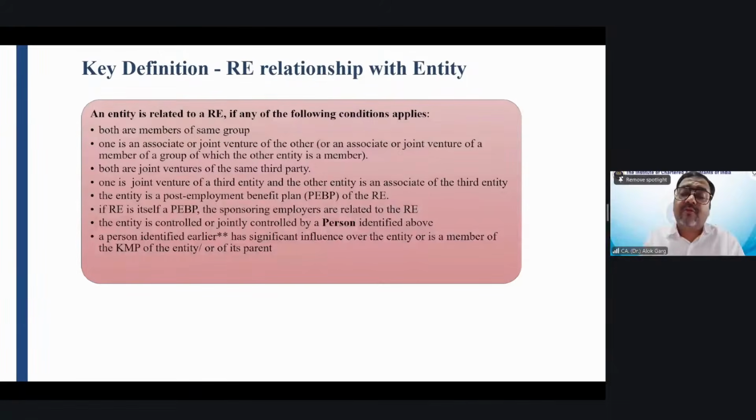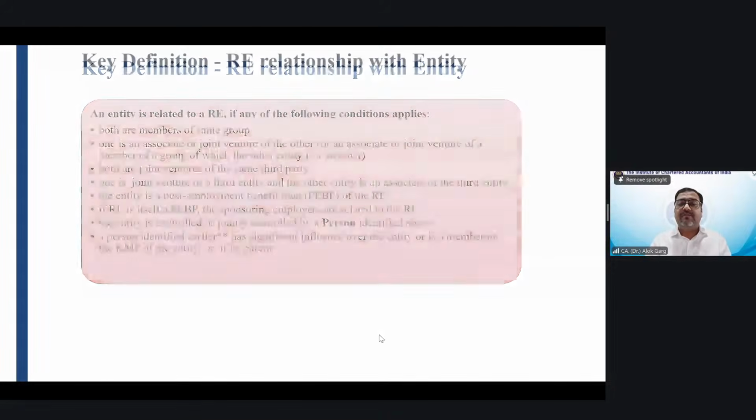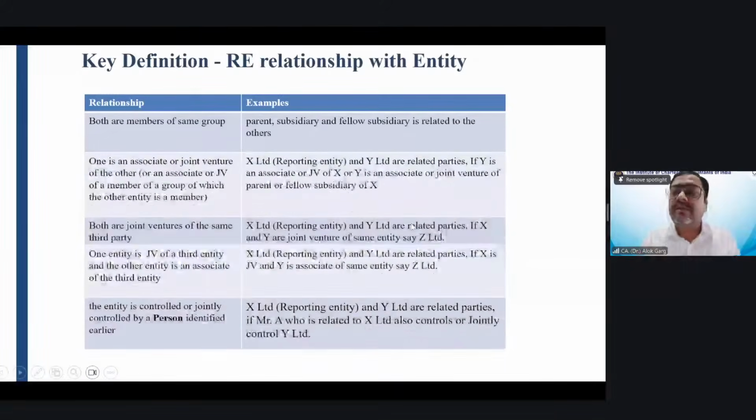Yes, now we are going to discuss the reporting entity. So related party relationship with the reporting entity. Here we are going to discuss the relationship with the entity, right? We have discussed there are two types of related party. The first one is person, the second one is entity. So here we are going to discuss entity relationship with the related party.